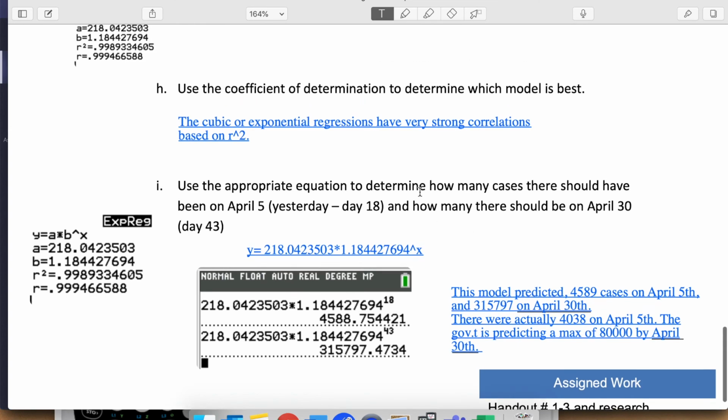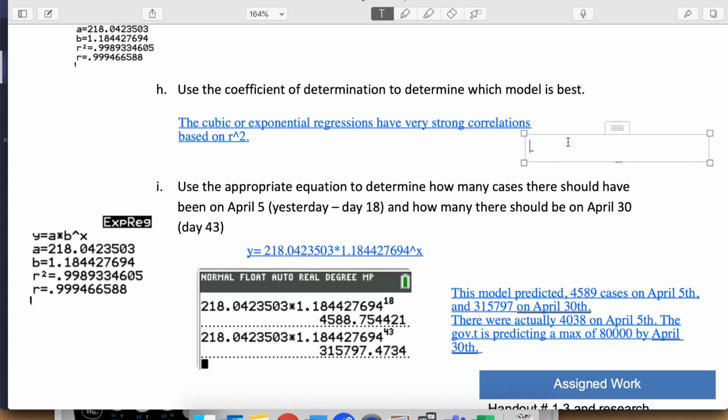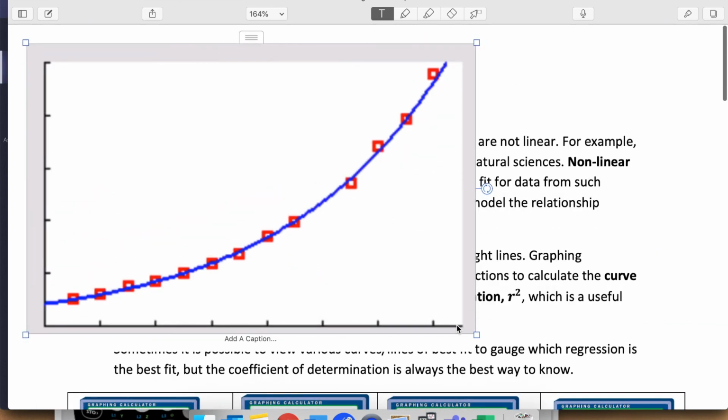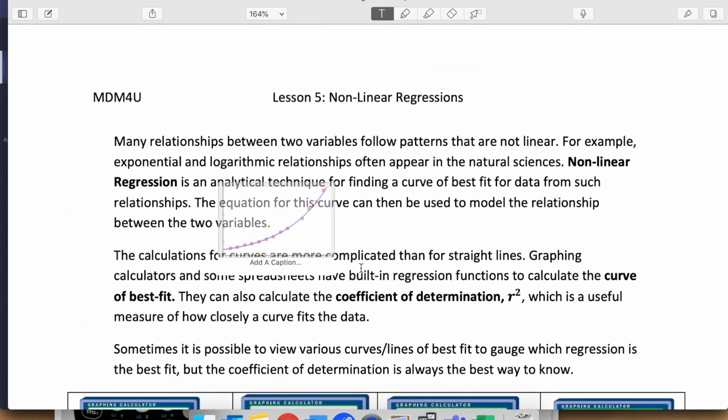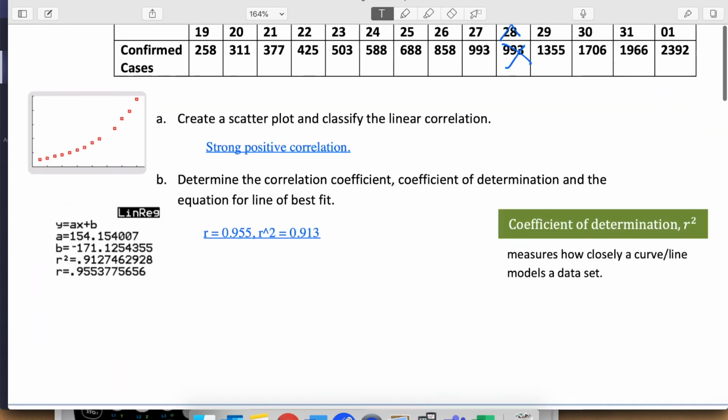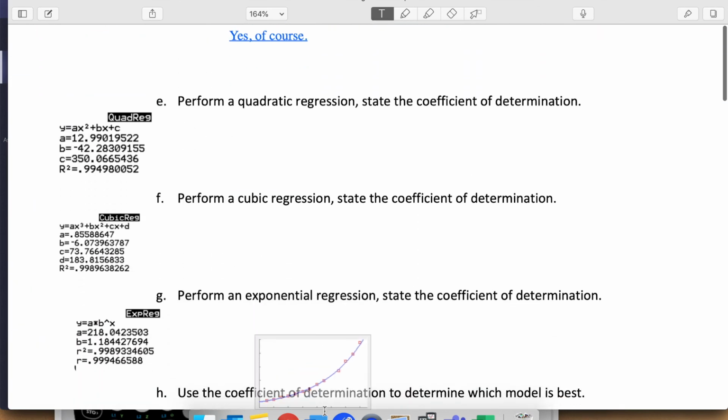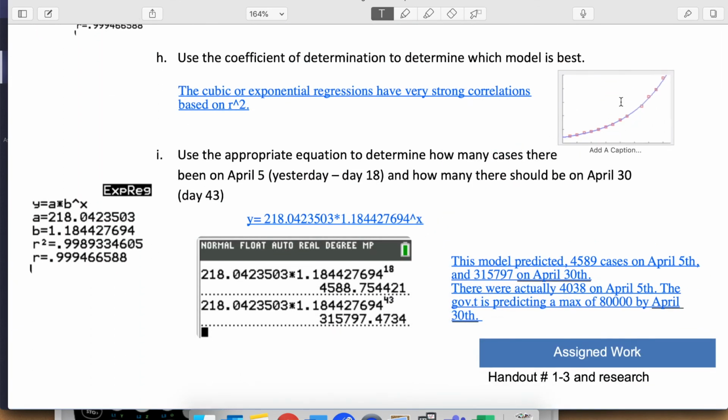I'm just going to put that on here if I can. I don't know if it'll work. Anyway, you get the idea. You can put that onto your scatter plot. So pretty cool stuff to be able to do.